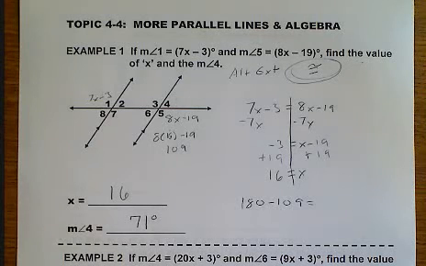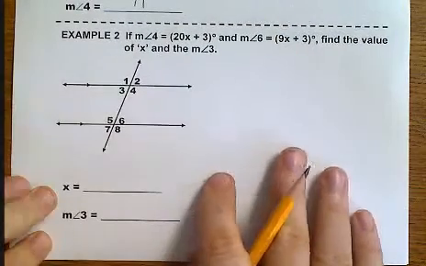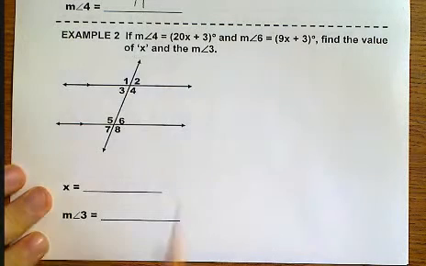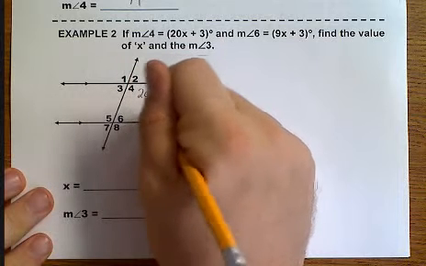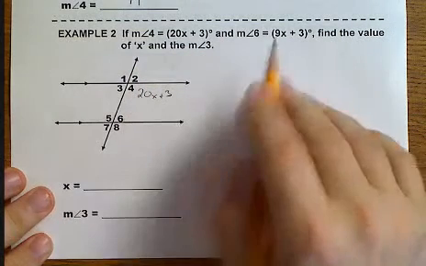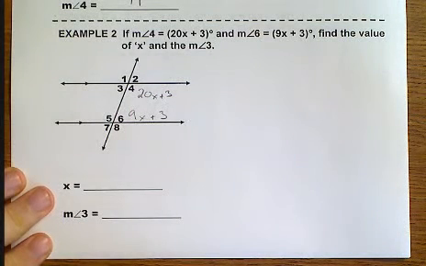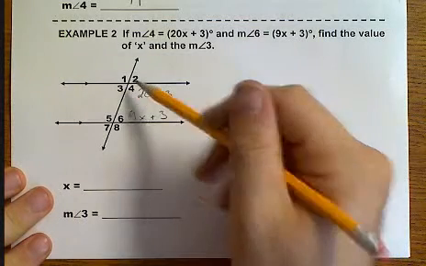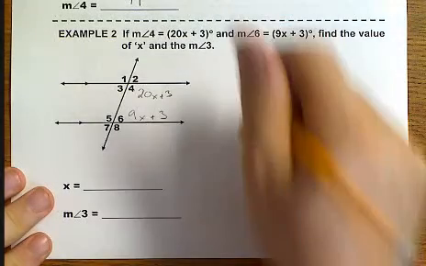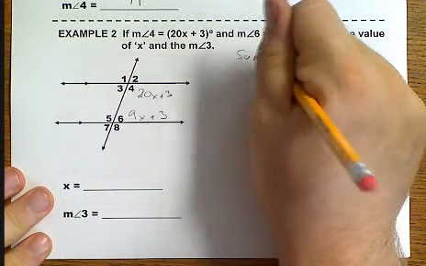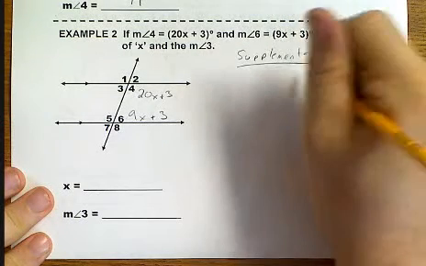Let's go ahead and take a look at example number 2. Here, they've told us that the measure of angle 4 is 20x plus 3. The measure of angle 6 is 9x plus 3. Hopefully you notice that 4 and 6 are same side interior. More importantly, these are supplementary. That means they add up to 180.